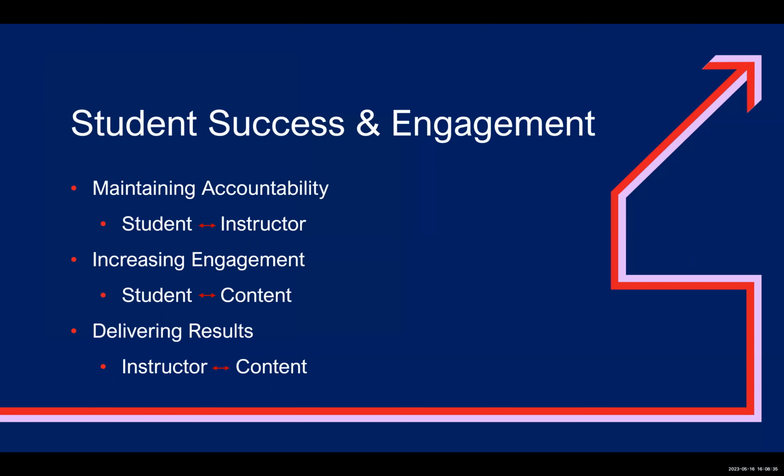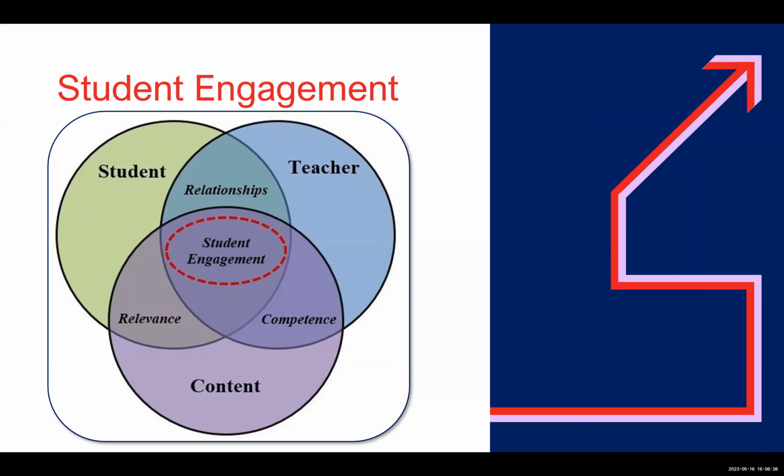So here's the way I see it, with three main components: the student, the instructor, and the content. There's an overlapping area in the middle, where all three overlap, and that's student engagement. We have relationships between student and teacher, the competence of the teacher and the content where those overlap, and then the relevance of the content between the students and the content.